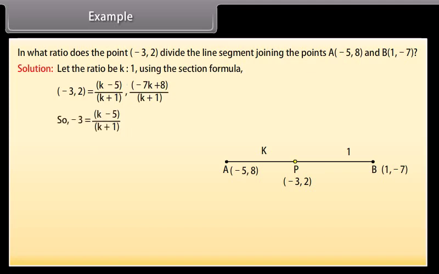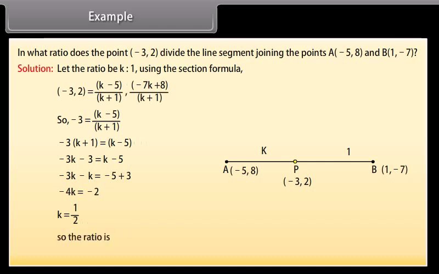So, -3 is equal to (k minus 5) by (k plus 1). -3 into (k plus 1) equals k minus 5, which is equal to -3k minus 3 equals k minus 5, equal to -3k minus k equals -5 plus 3, is equal to -4k equals -2. K is 1 by 2. So the ratio k:1 is equal to 1:2.